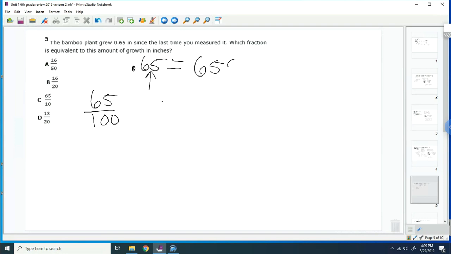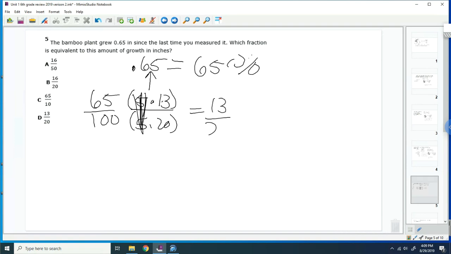And you know a percent always goes over 100. So you take 65 over 100 and you just simplify it. So 5 times 13 is 65, and 5 times 20 is 100. So this crosses off. You get 13 over 20.